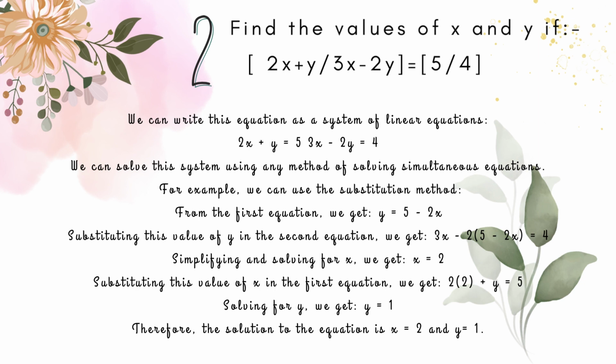From the first equation, we get y = 5 - 2x. Substituting the value of y in the second equation, we get 3x - 2(5 - 2x) = 4. Simplifying and solving for x, we get x = 2. Substituting the value of x in the first equation, we get 2 into 2 plus y is equal to 5. Solving for y, we get y = 1. Therefore, the solution to this equation is x = 2 and y = 1.